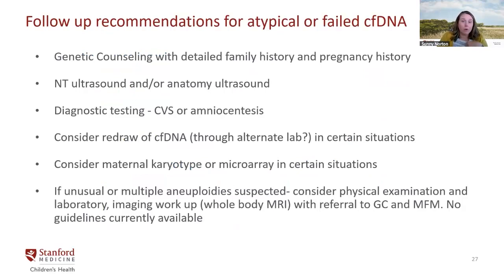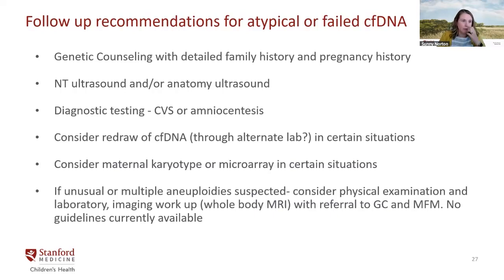When we get an atypical or failed test, again, offer genetic counseling, and review family history and pregnancy history. If they've had a history of recurrent pregnancy loss, there might be a maternal or paternal chromosome anomaly that we want to look into. We would offer a nuchal translucency ultrasound or anatomy ultrasound, and diagnostic testing. In certain situations, we would consider a redraw if there was a low fetal fraction, or we can consider a redraw through another lab with a different methodology to see if there's any new information, emphasizing to the patient it is still considered screening and we could still miss something.